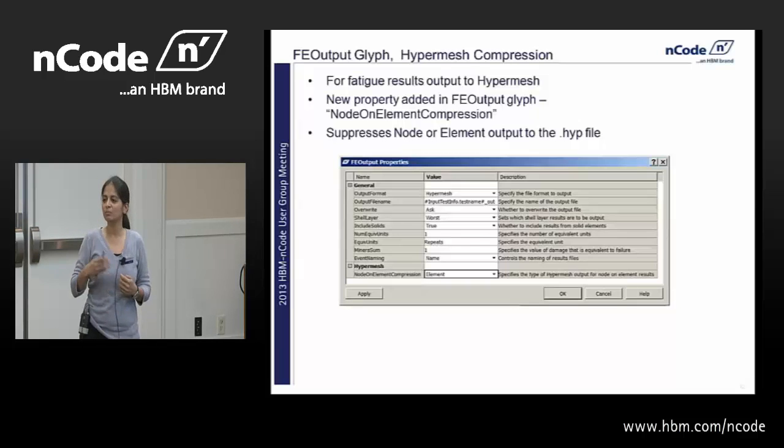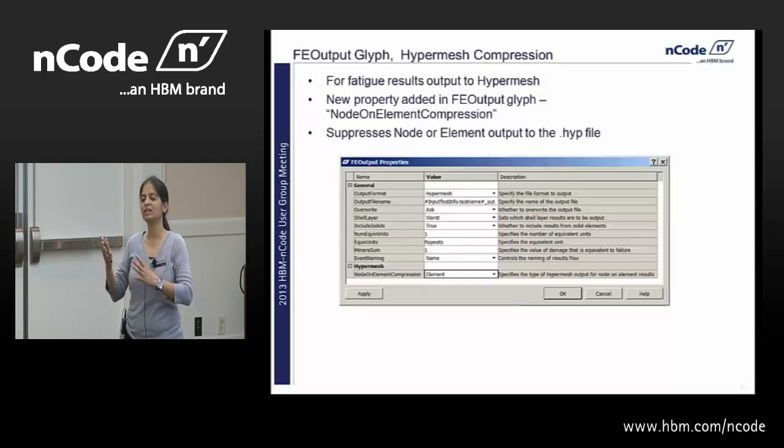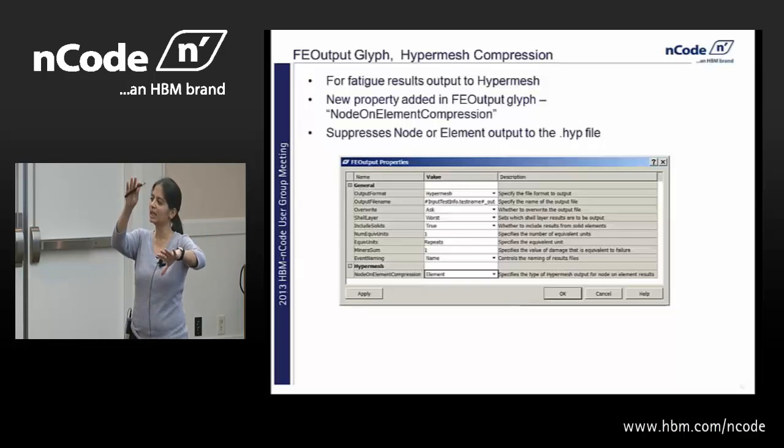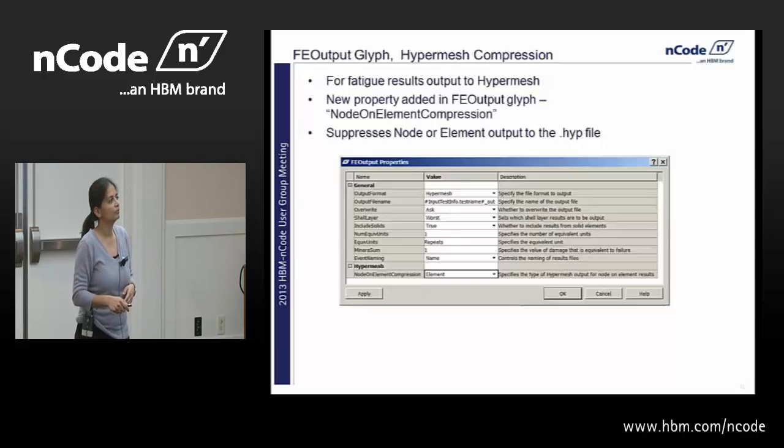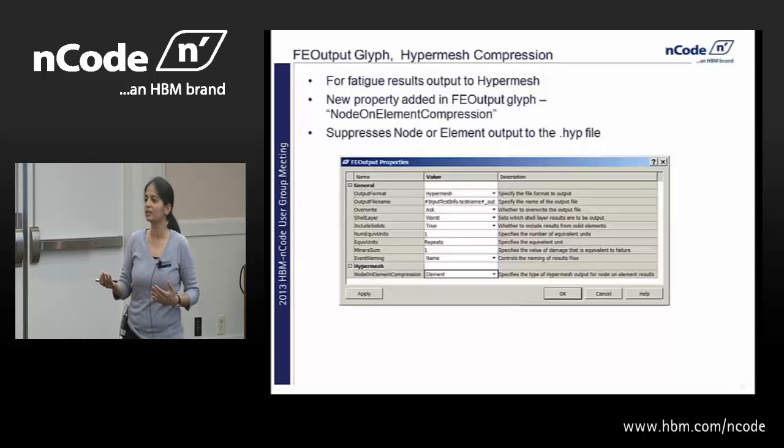So for seam weld particularly, it tends to get very complicated when we write out results to Hypermesh that have a node column and an element column. Most pre and post processors can only handle 1 column of node or element and 1 result per node or element. So what this property does is compress the output, and it writes out to the Hypermesh file a list of nodes or elements and 1 result, which is the worst case result at that location. That's the most typical application, for seam weld results.